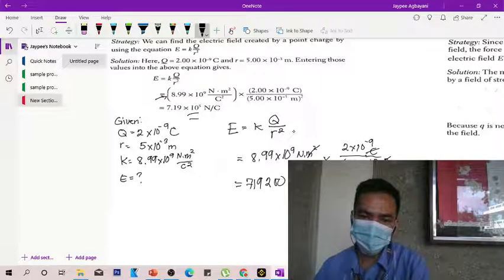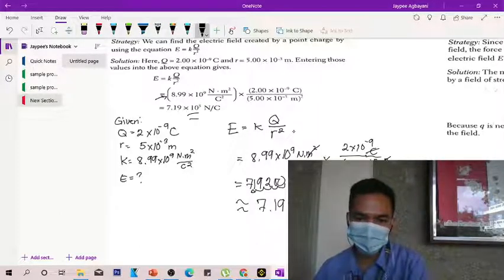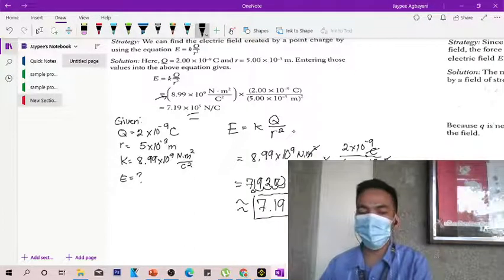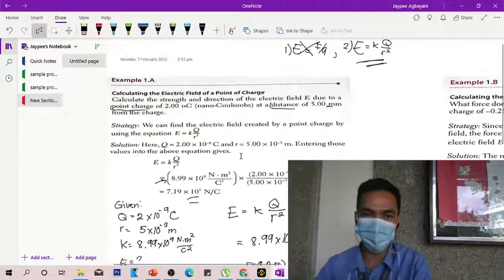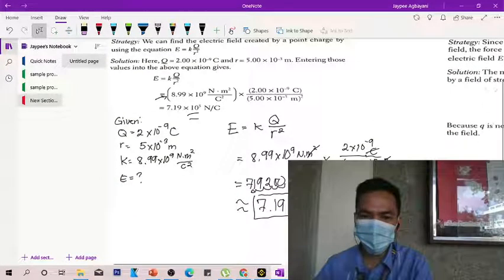Pwede natin siyang i-convert into scientific notation, which is simply 7.19. Move lang natin yung decimal point: 1, 2, 3, 4, 5, times 10 raised to positive 5 Newton per coulomb. So, this is our answer for example 1A right here. Okay? Now, yung answer natin na ito, guys, gagamitin natin to for the second problem.